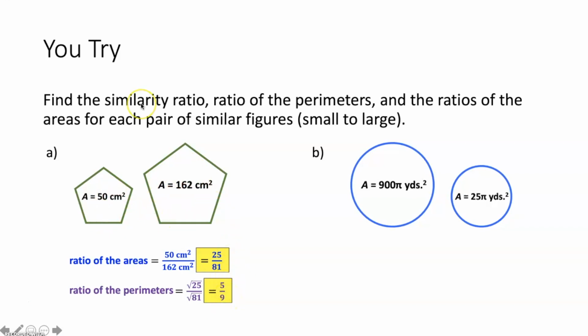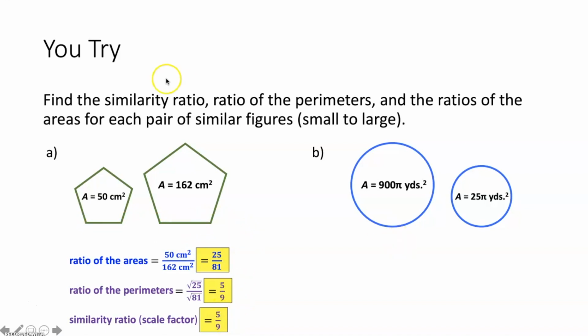Lastly, we want to find the similarity ratio or scale factor, and that's just going to be equal to the ratio of the perimeters, 5 over 9. Meaning, if I were to create a ratio with a pair of corresponding side lengths, with the side length of our smaller pentagon over the side length of our larger pentagon, and simplify that ratio down, it would equal 5 over 9.